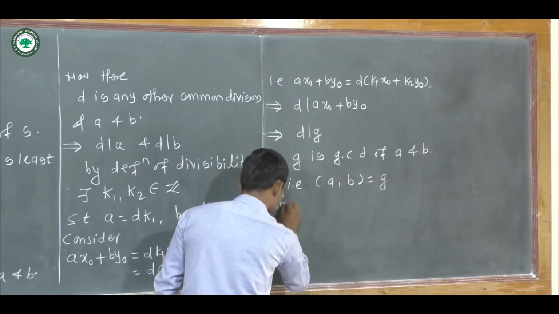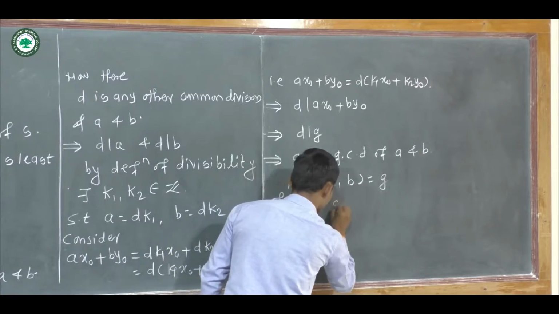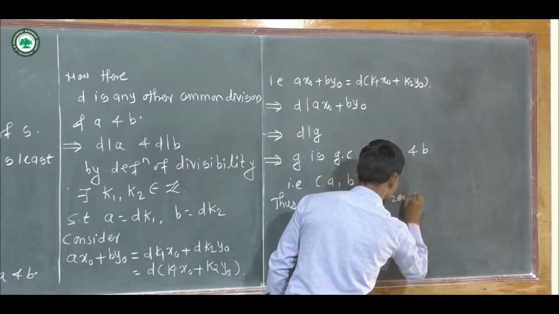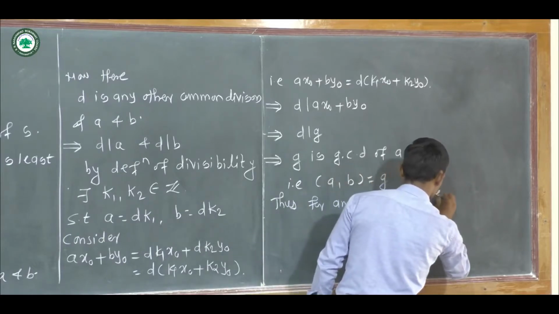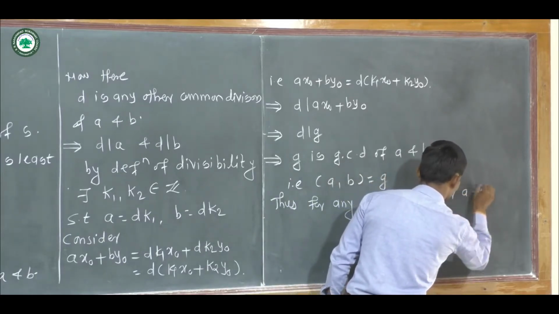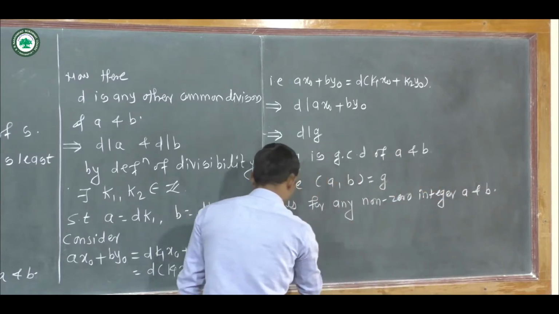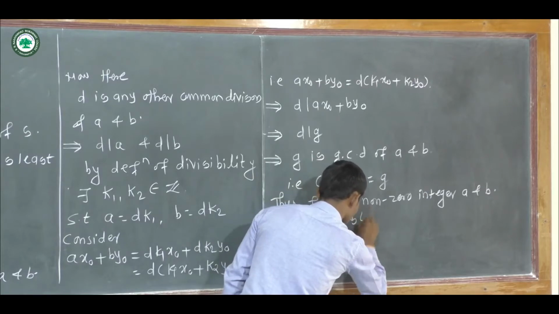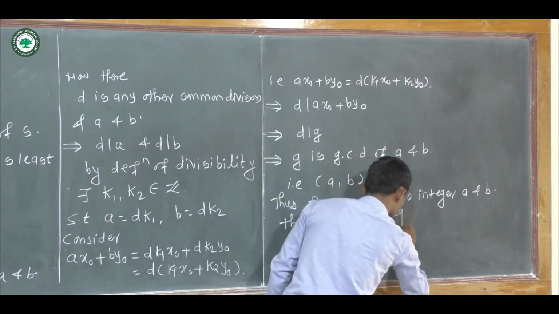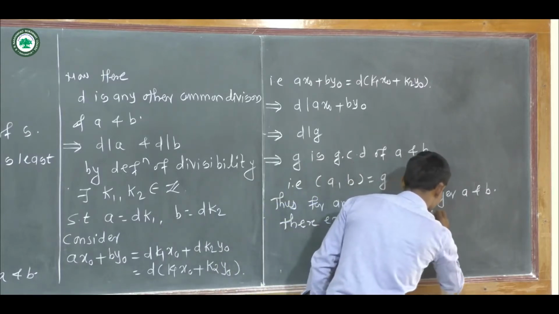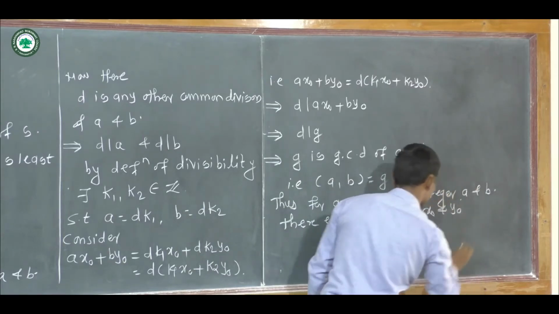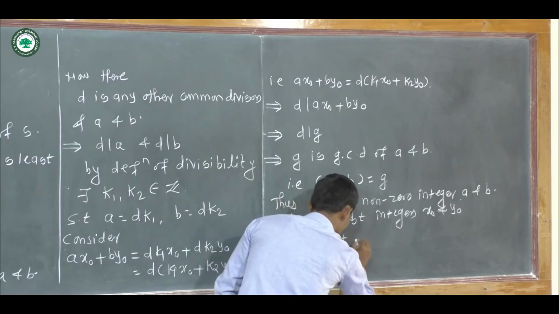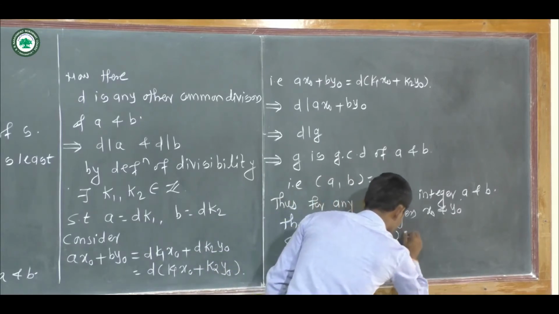Now thus for any non-zero integers a and b, there exist integers x0 and y0 such that GCD of a and b is equal to ax0 plus by0.